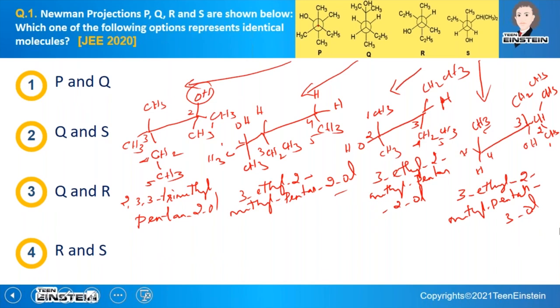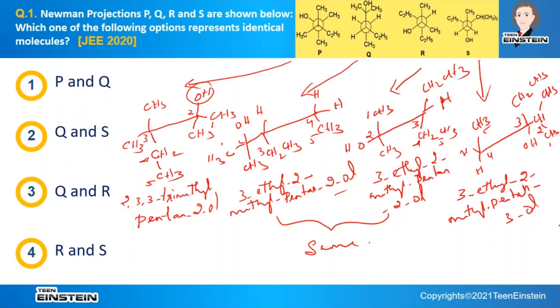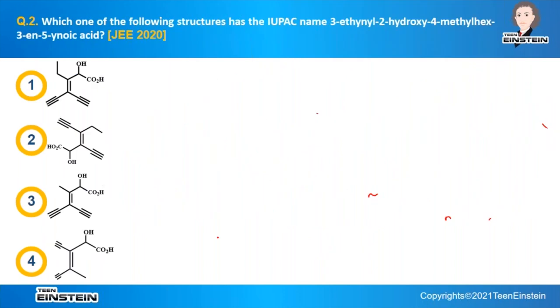Here we can see the IUPAC names of structures Q and R are the same. They ask which one of the following options represents identical molecules. So Q and R structures are the same molecule, and the correct option is option 3. Let's move on to the second question.